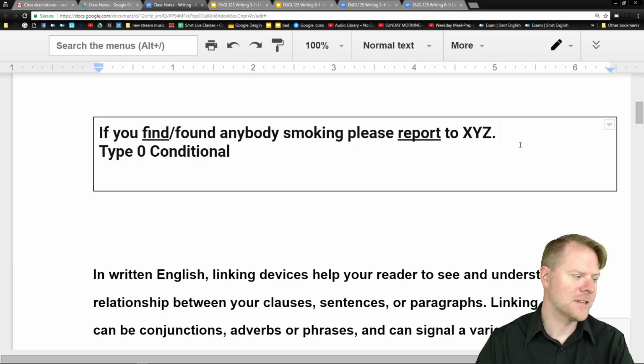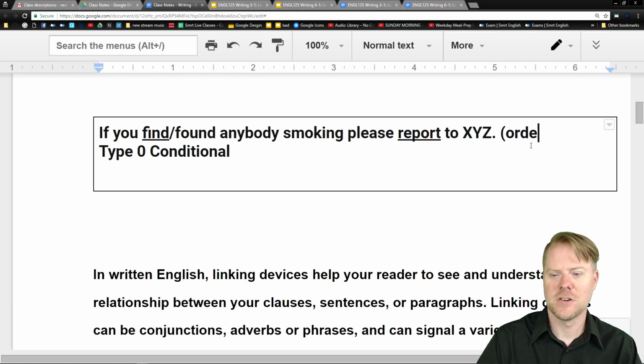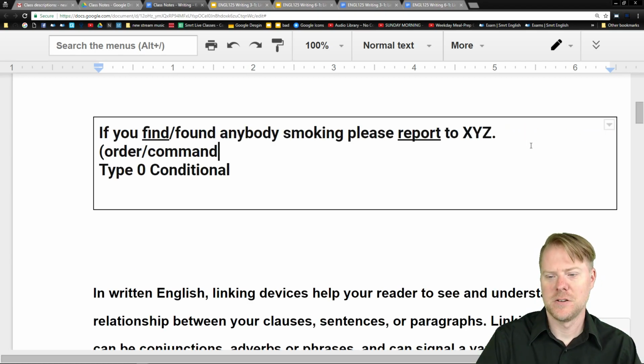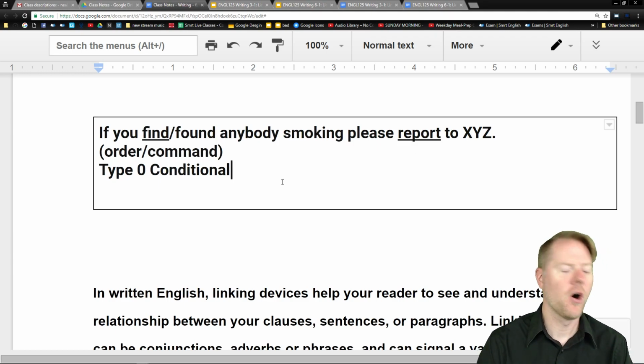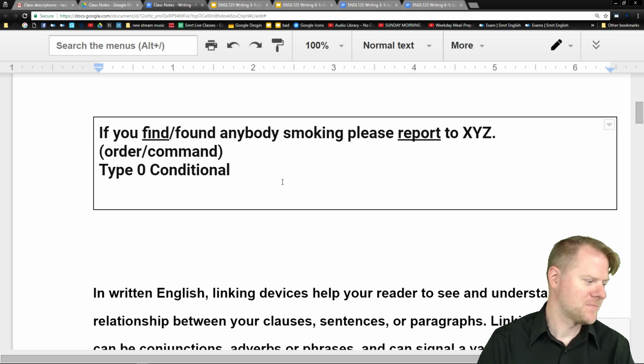So we're going to use present tense verbs to make a type 0 conditional. Yeah, and it's all Mo. That's good. It's an order. It's a good way to think of it. This is an order, a command. You are being asked to do something. And it will always be true. There will be no exception. If you find any smoker, you must report them.